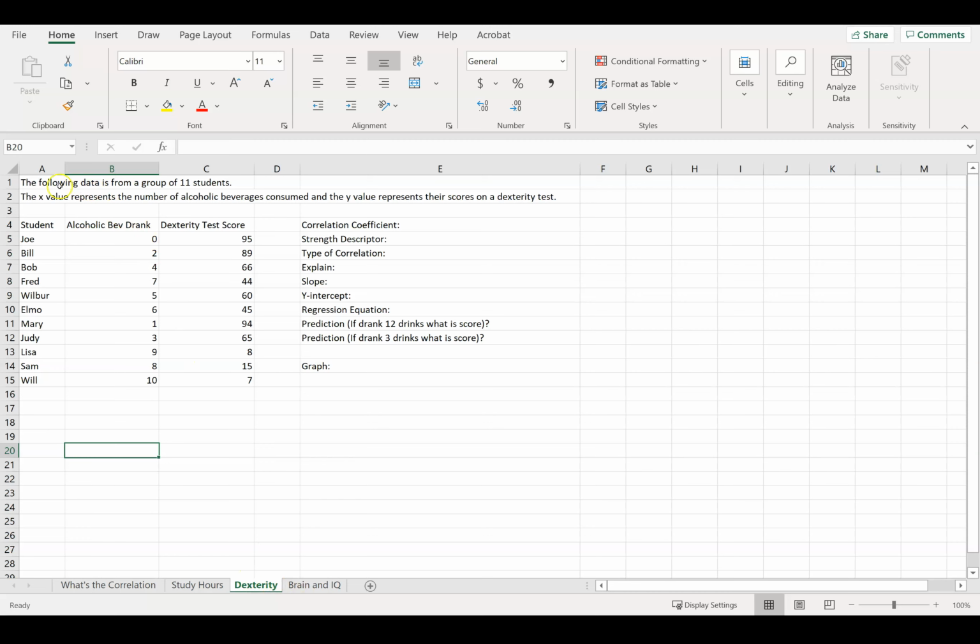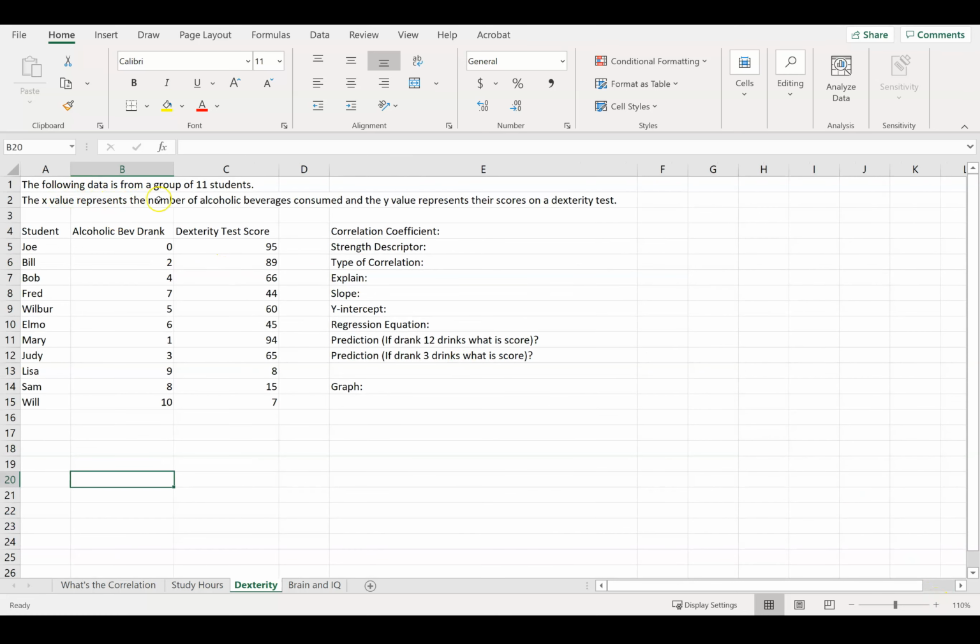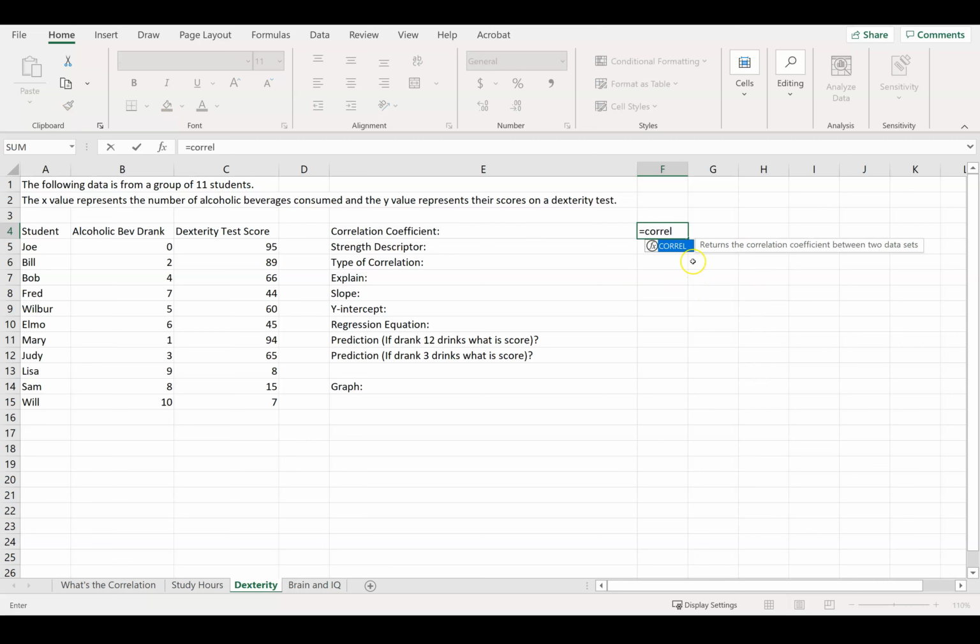So in this case, the following data is from a group of 11 students. The X value represents the number of alcoholic beverages consumed, so down here, and the Y value represents their scores on a dexterity test. And we want to know if drinking alcohol can affect your dexterity. And guess what? I bet the answer is yes. So let's do this. First of all, we need our correlation coefficient. That would be R, right? So I'm going to use correlation. And I'm going to use my X values, comma, my Y values.